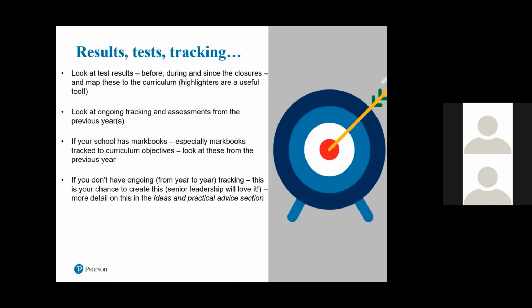And look at test results, and ask to see results and marks and tracking from previous year groups. If a student went into the pandemic finding a topic or a skill tricky, they're fairly unlikely to have made up existing gaps without your intervention. Your school might have mark books or ongoing tracking that follows a child from year to year. This could be online or offline, complex or simple.